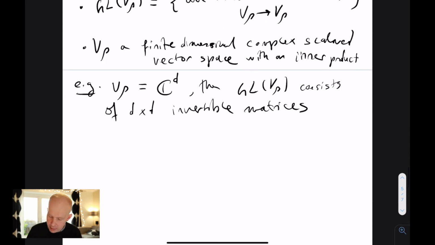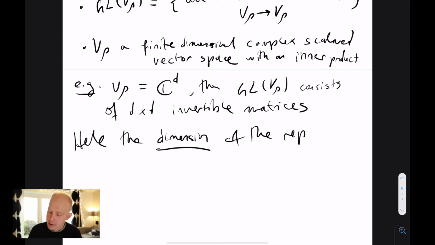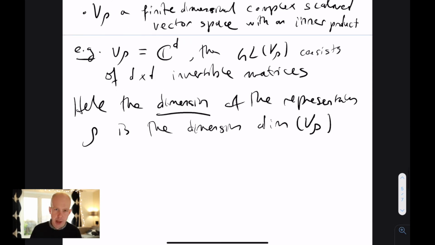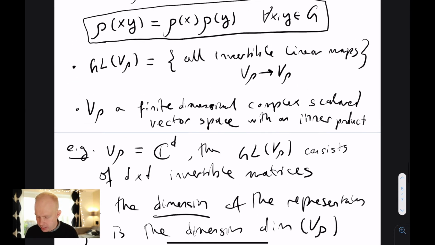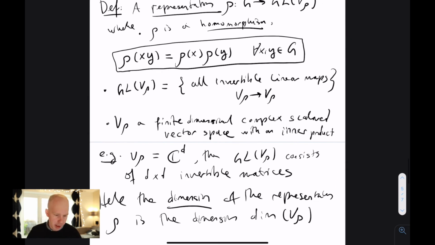And here the dimension of the representation rho is the dimension dim V_rho. This is a vector space, so it has some dimension. For example, if you have the complex space, the dimension of the representation is the dimension of the vector space. So the dimension of the representation is defined to be the dimension of the vector space V that it maps into. So that's the basic notion of a representation.